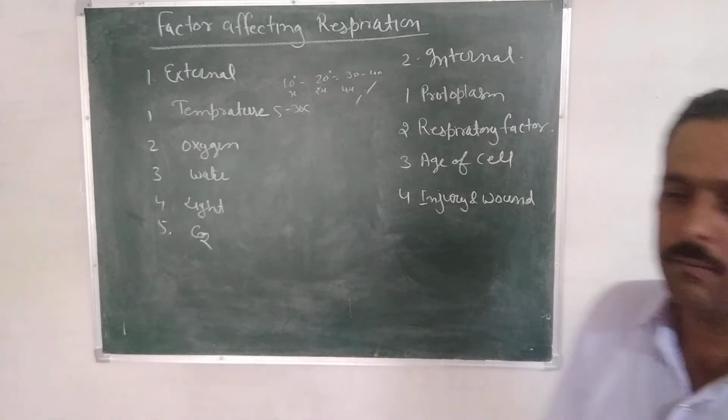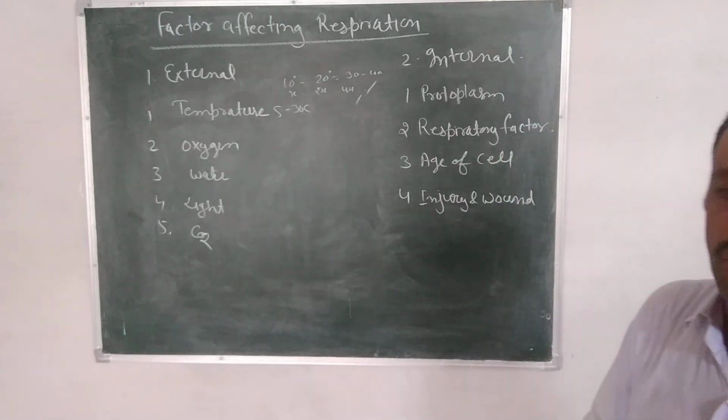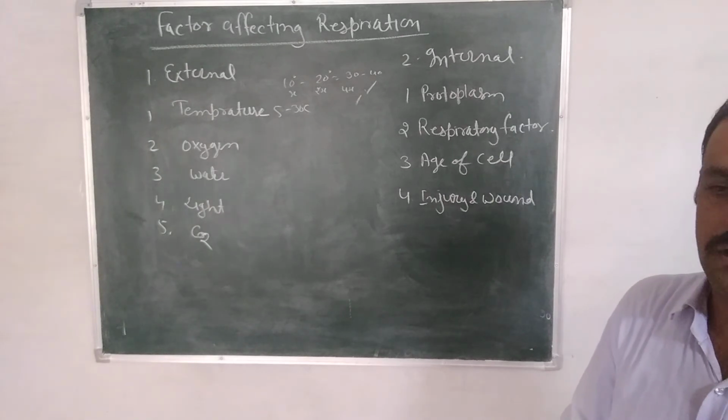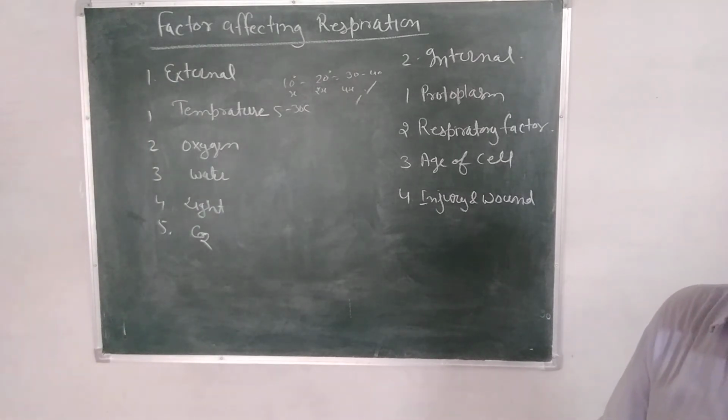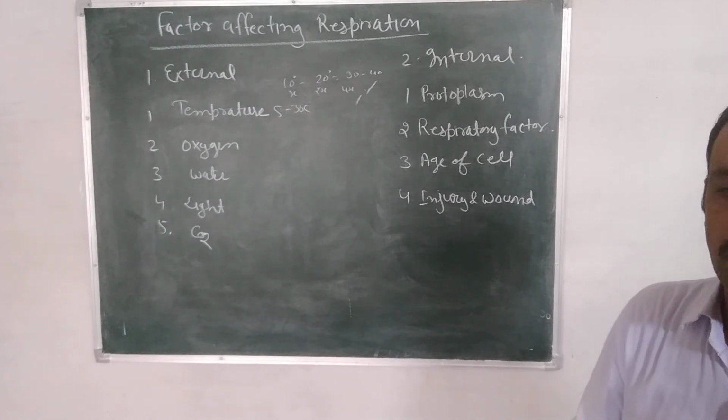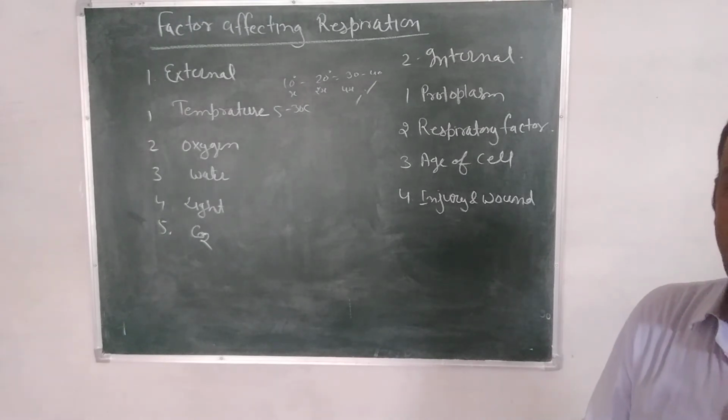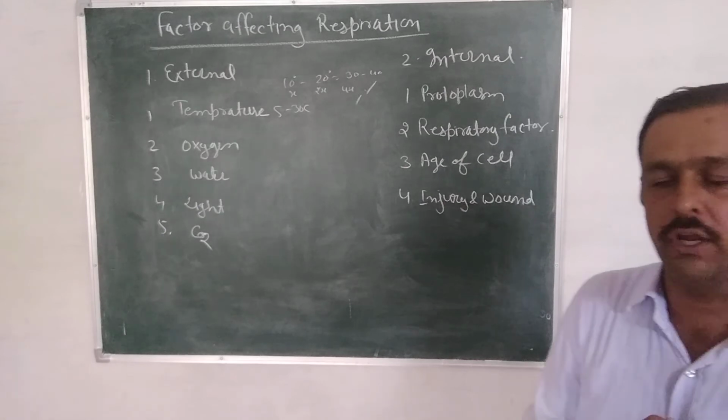Enzymes in fruits and vegetables are kept inactive at very low temperature, which reduces the rate of respiration. Due to this, fruits and vegetables are kept in good condition without deteriorating for long in cold storage.